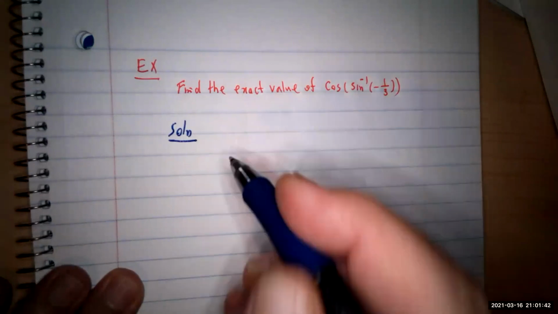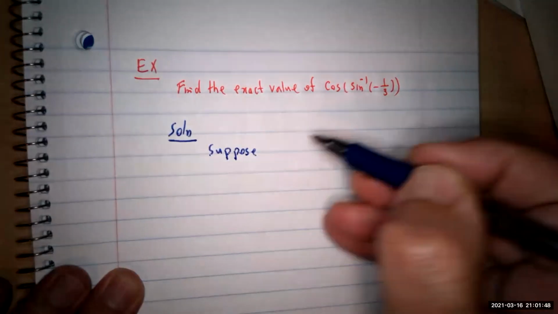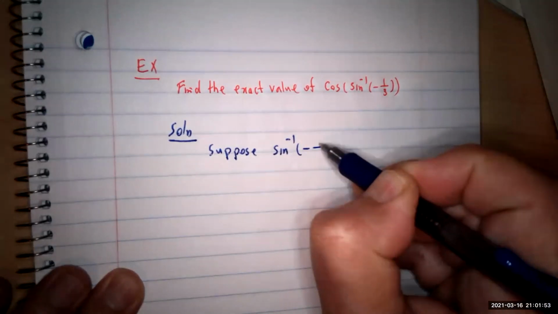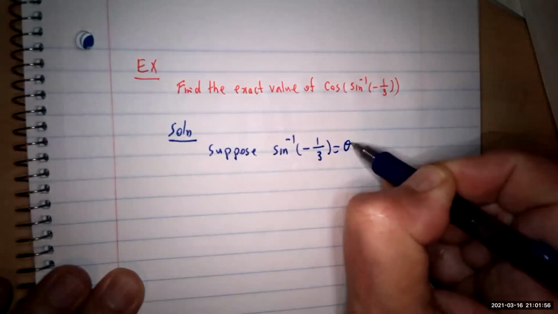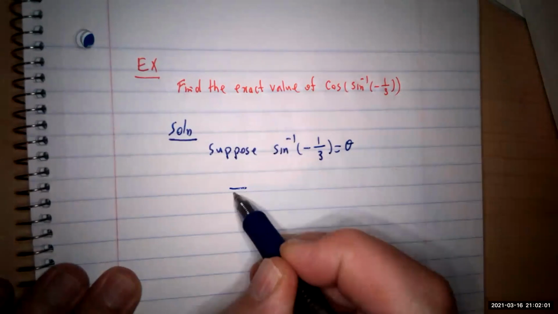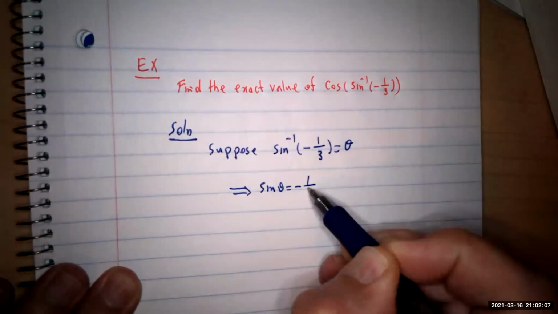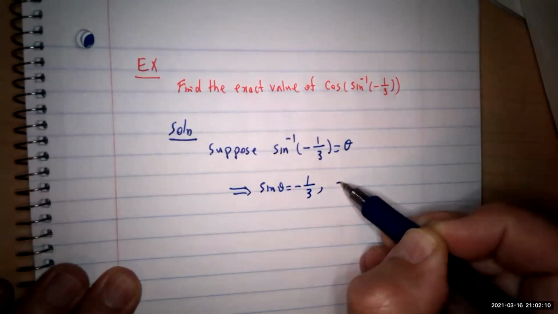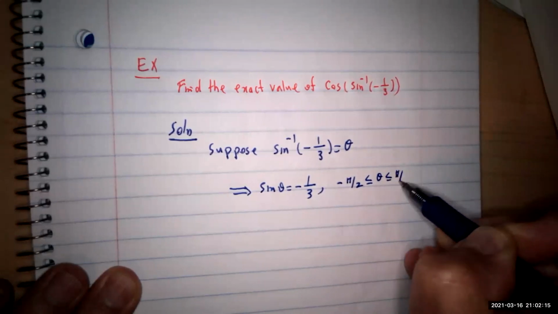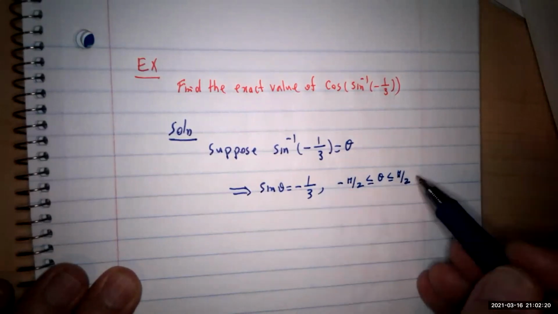So you are going to suppose that sine inverse of negative 1/3, you call it theta. As soon as you call it theta, you switch it. That gives you sine of theta equal to negative 1/3. But remember the condition: theta is between negative pi/2 and pi/2. So this is the situation we're going to have.